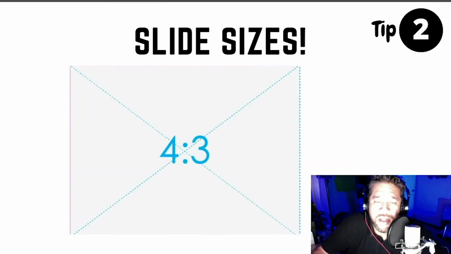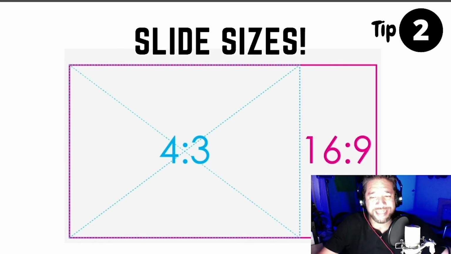Tip number two, you have to really think about the size of your slides, because a lot of times I've seen people that create slides with a certain size, and then when they get up on stage and they project the slides up top, it just doesn't look right. It looks squished and smushed. So 4:3 aspect is one size of slide that you're going to be encountering, but for the most part, you want to use 16:9.